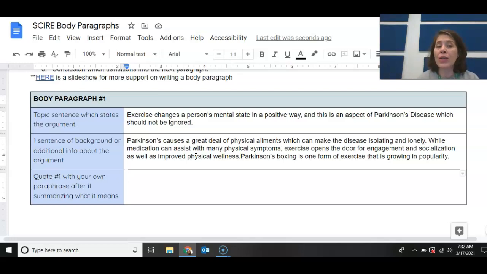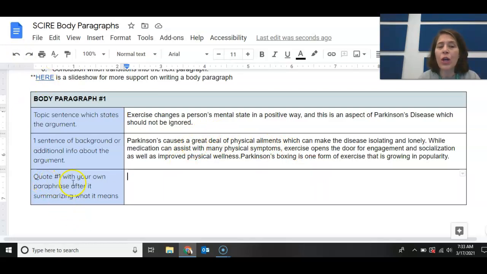So I included 3 sentences for background. We're requiring 1. I gave 3 because to me, this felt like a better lead-in. I wanted to give a little bit more information about why exercise is important with this disease. So this is my background information. That's what I've just done here.